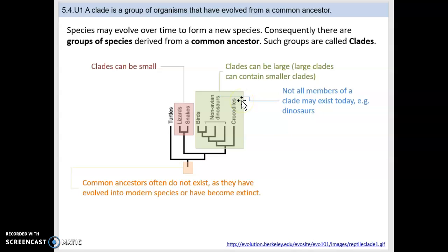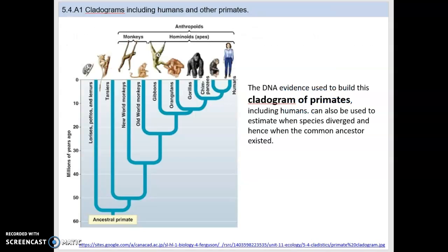Like with humans, there were thought to be three species of humans at one point, and obviously we're the only ones left. Neanderthals were around, but they're no longer about. We can look at cladograms between humans and other primates, and we've used DNA evidence to build this. It also gives us an idea of when they diverged, because we can look at how often the mutations happen and at the differences between the base sequences.